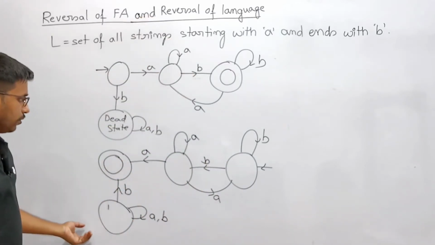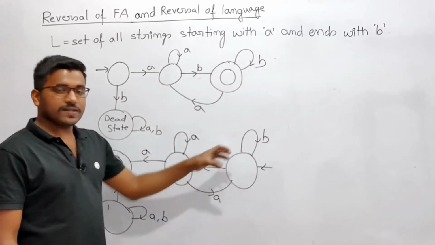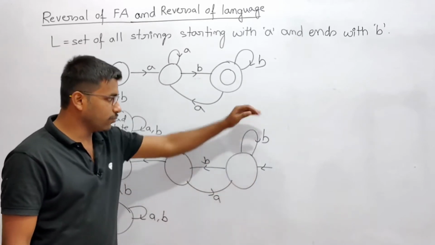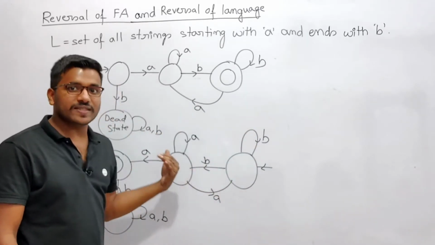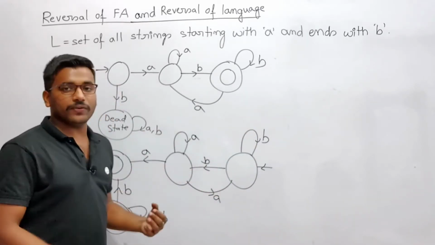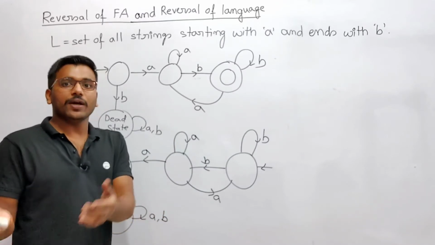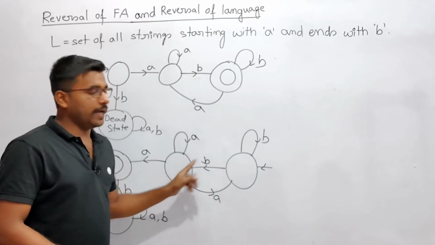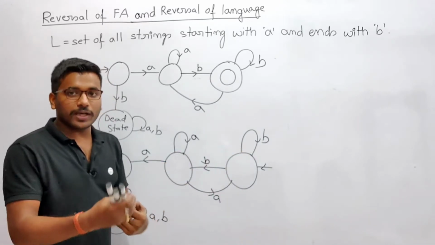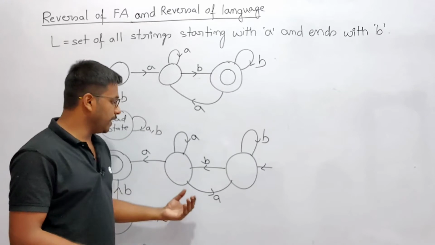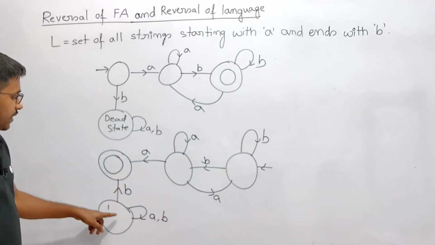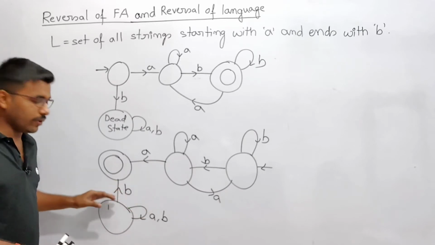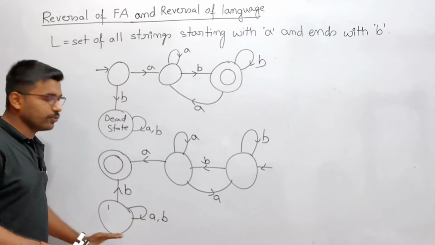Now if you see, reversal of a FA can be either NFA or DFA. This state on getting A is going here and it's going here also. So this is an NFA. So reversal of FA can give us either DFA or NFA. See, from this state on getting B, it's going here and it's also going there. So from one state on getting one input, it is going to more than one state. That's why it is an NFA. Now from this state you can see you can't reach. This is an unreachable state. You can also remove that.